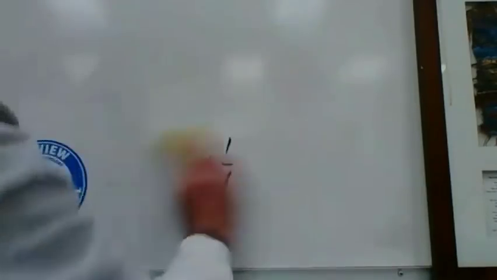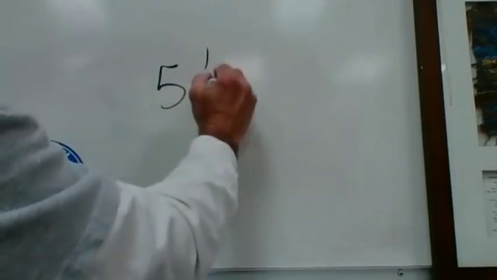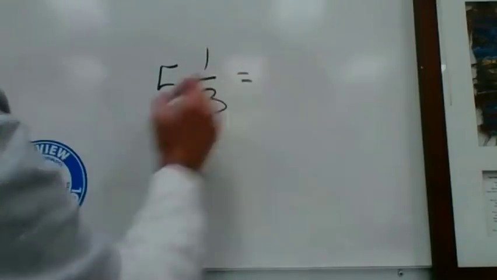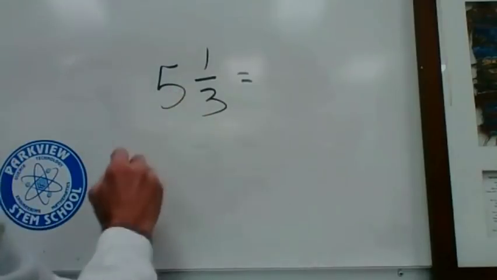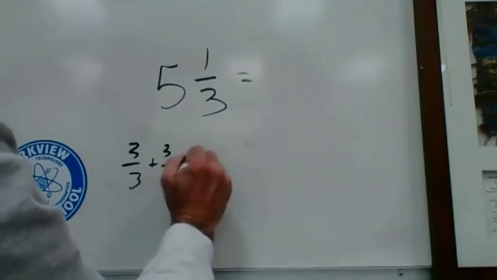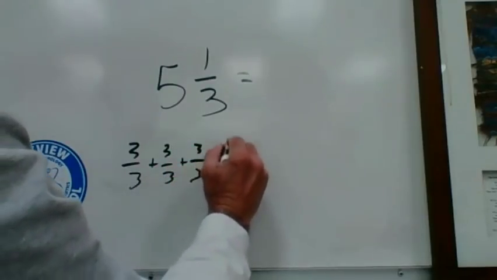Okay. Now, what if we had a mixed number? We want to change it. If we had 5 1/3, we want to change that into an improper fraction. 5's getting big now. This is why I don't really want to draw out 3/3. Then what it's going to look like is this. I don't want to do this. It takes too long. So the simpler way is just to multiply it.